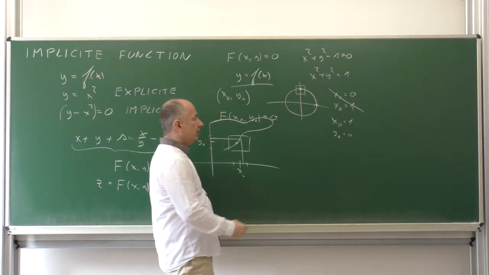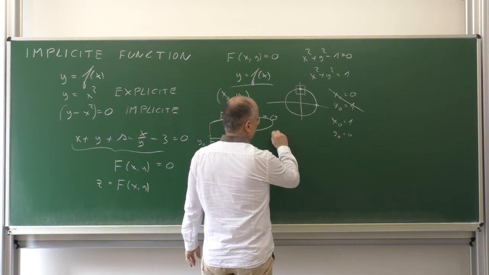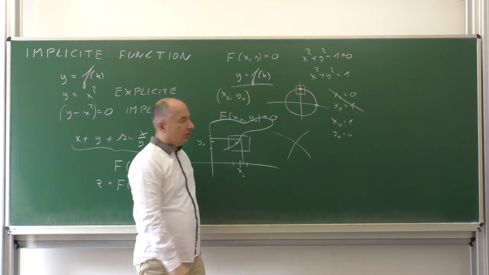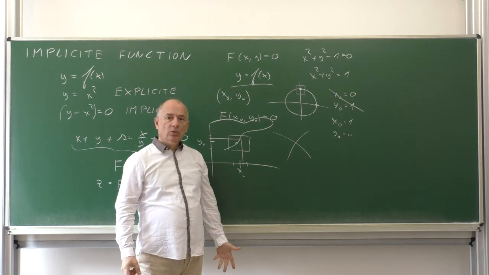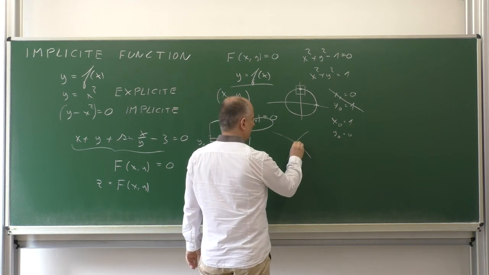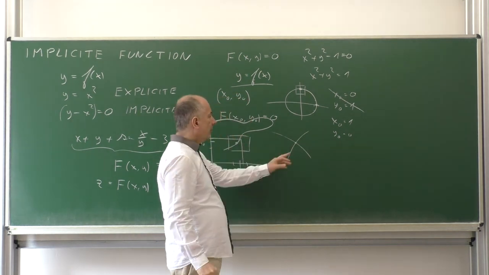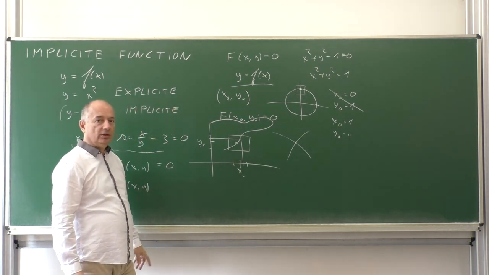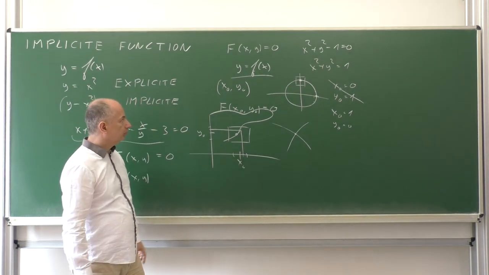Another problem is if the contour line consists of two or more lines that cross. At this point, we cannot look at this curve as a graph of a function y, a function of x.